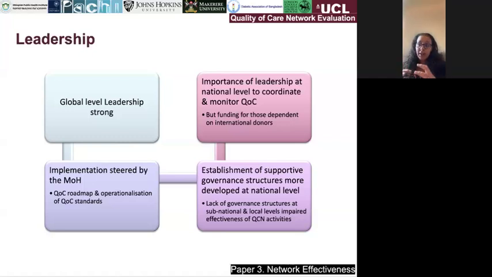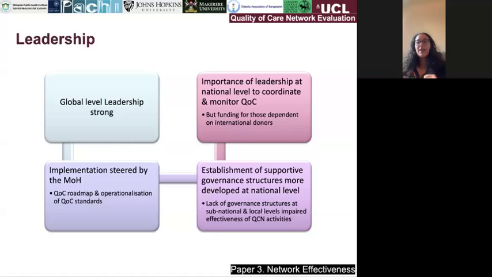QCN governance was more developed at the national level, and a lack of governance structures at subnational and local levels impaired the effectiveness of QCN activities. And even when those structures existed, their effectiveness was often impeded by a lack of capacity, lack of human resources, or lack of ownership of responsibilities, and a lack of support from the national level.